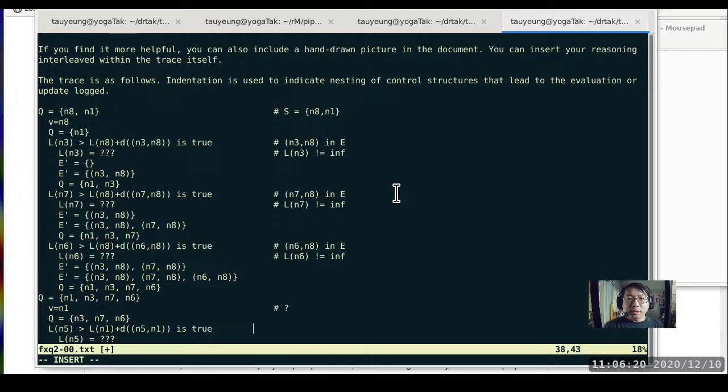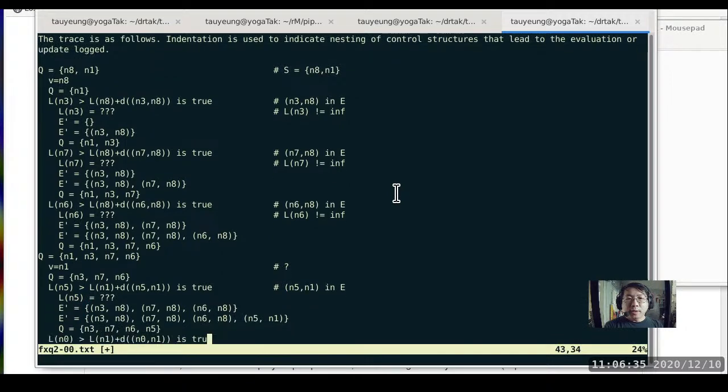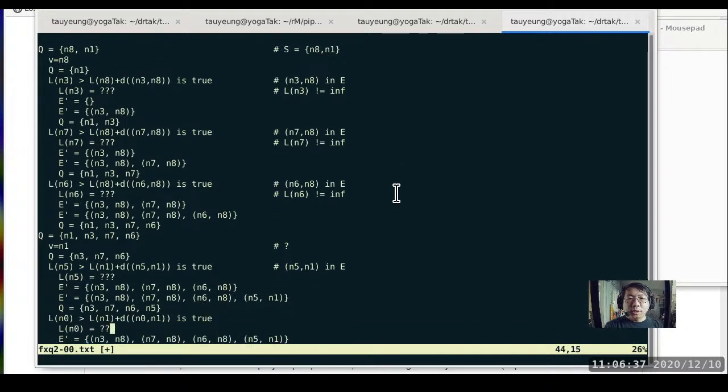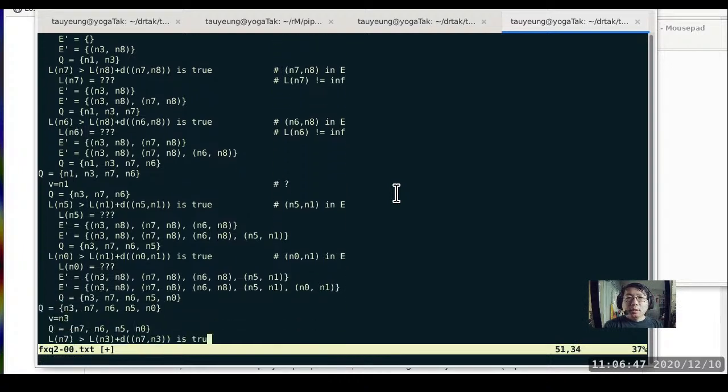But this does tell us some information. The fact that we are evaluating L of n1 plus the distance of n5 n1 means that n5 n1 is an edge. It is in E. The L value is not really that important. And now we have just confirmed another edge, n0 n1. It's also in E. Now we have removed all of the destination vertices from Q.